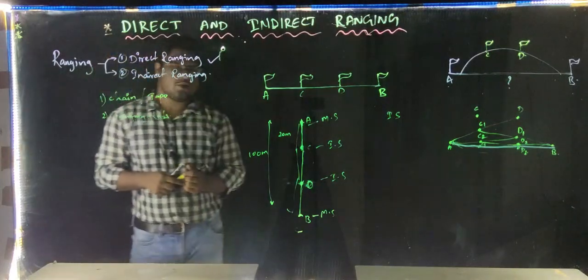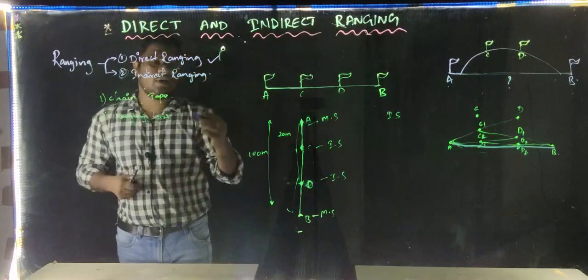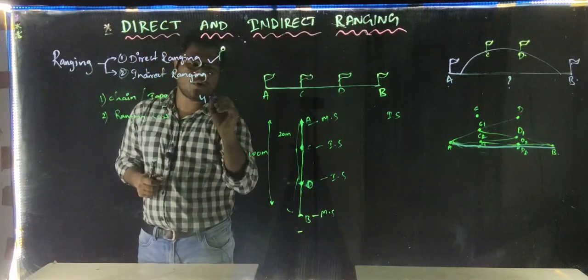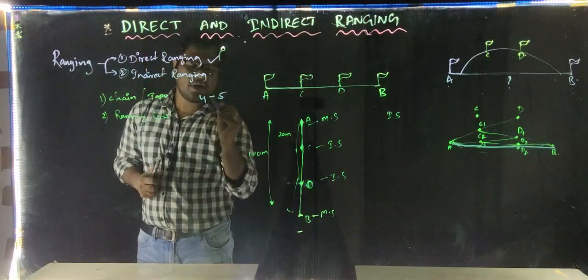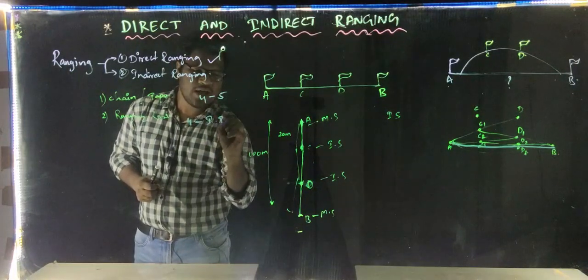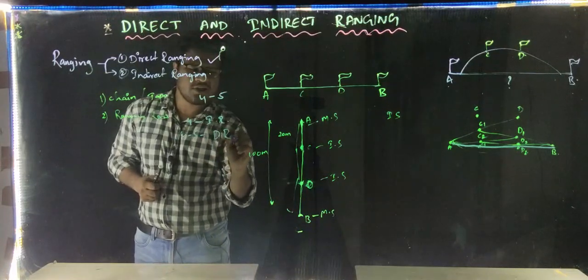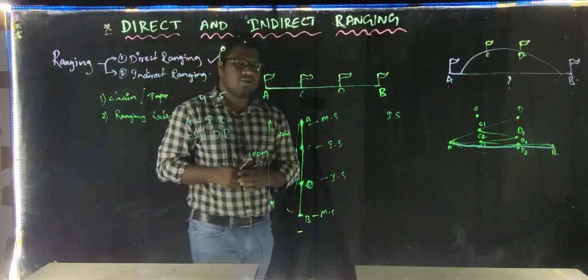These are the instruments which we are going to use for doing this ranging, and it requires around 4 to 5 members. It requires 4 members for indirect ranging and around 4 to 5 members in direct ranging, and we can do this in our classes.